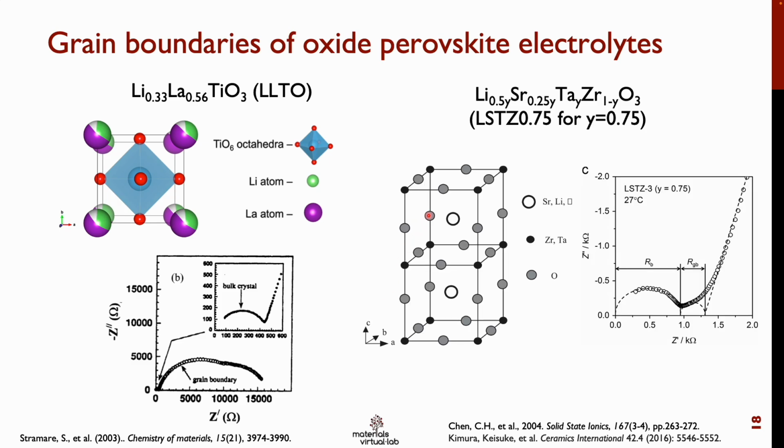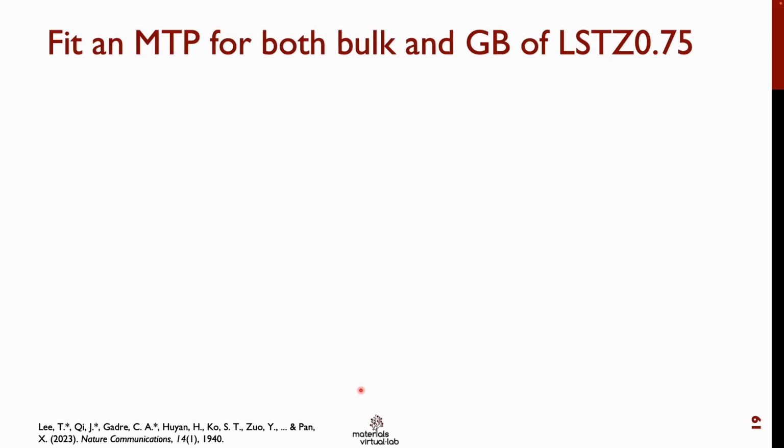But in exactly the same perovskite structure, there's a different composition: lithium, strontium, titanium, zirconium, tantalum, zirconium oxide. It's the same perovskite structure as LLTO, but for this material, the grain boundary resistance is actually very small. And this is why we're interested to look at the grain boundary of this structure and to see why the grain boundary resistance is not high in this material compared with LLTO, which has the same structure.